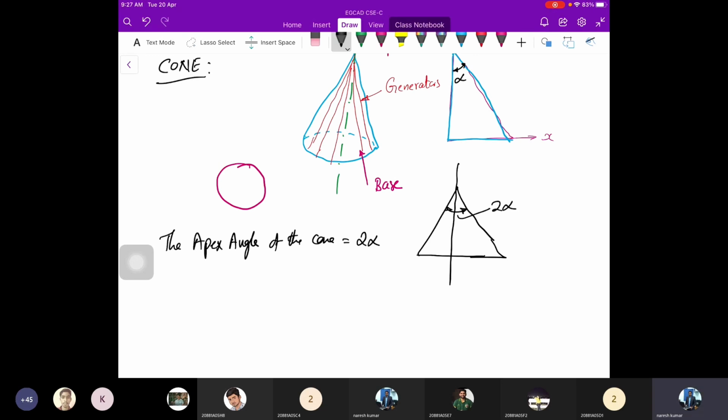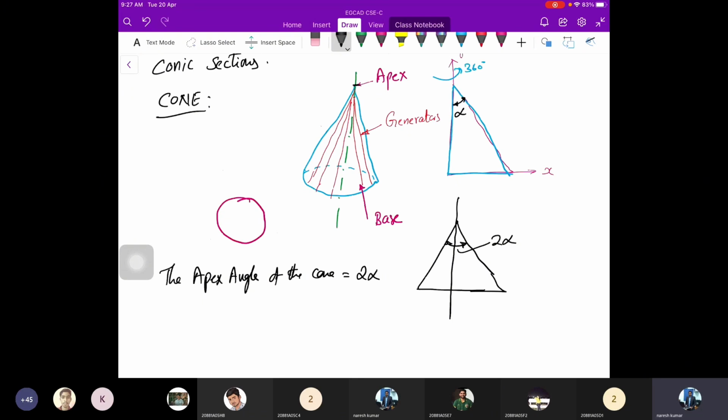So what is called a generator? Generators are the imaginary lines or virtual lines joining the apex and the circumference of the base. Not the base, it's the circumference of the base. That means this circle. Circumference is a circle. So these generators will touch the circumference of the circle. So this is the cone.